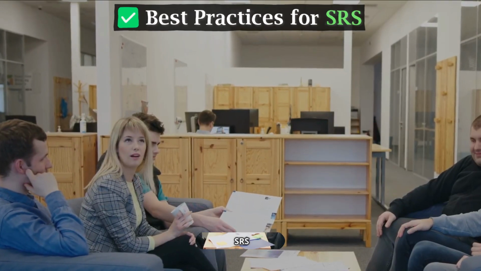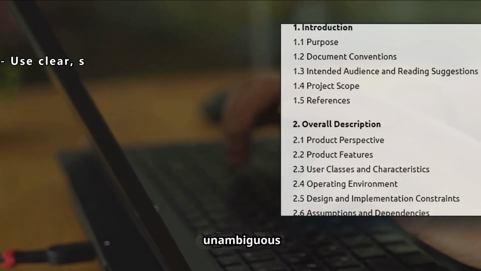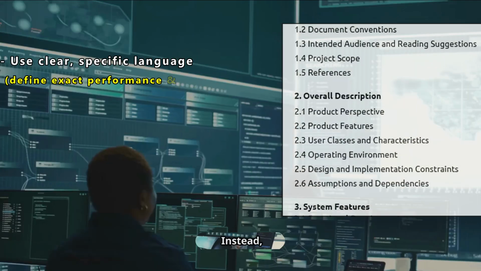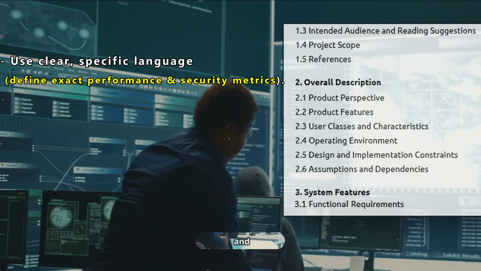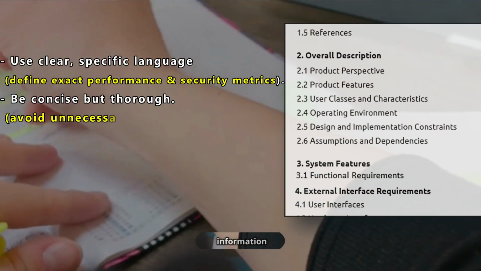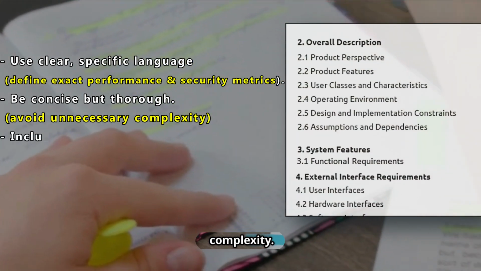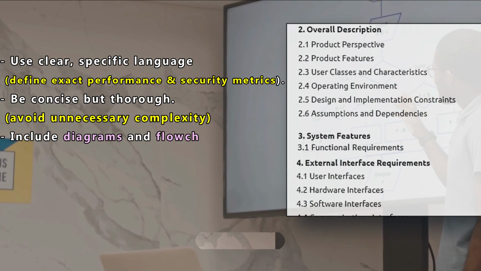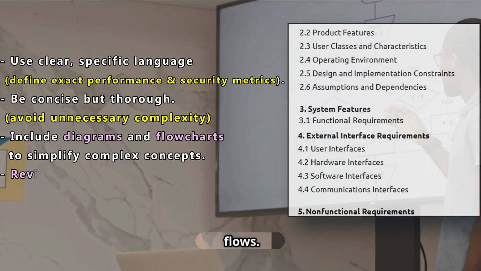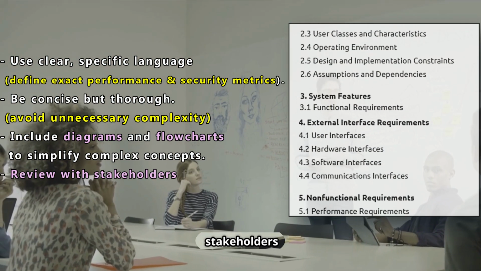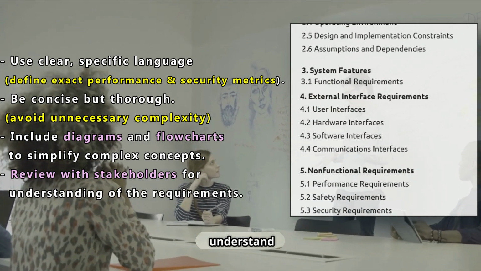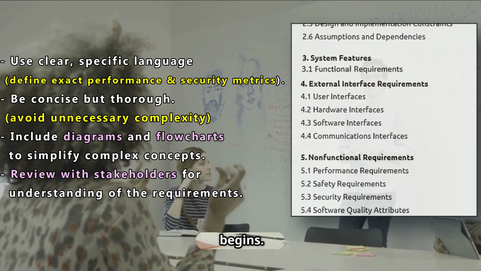Best practices for writing an SRS: use clear, unambiguous language. Avoid vague terms like should be fast or must be secure. Instead, specify exact performance and security metrics. Be detailed but concise. Include all necessary information without adding excessive complexity. Use diagrams and flowcharts. Visual representations can help explain complex system architectures and user flows. Review and validate with stakeholders. Ensure that business teams, developers, and testers all understand the requirements before development begins.